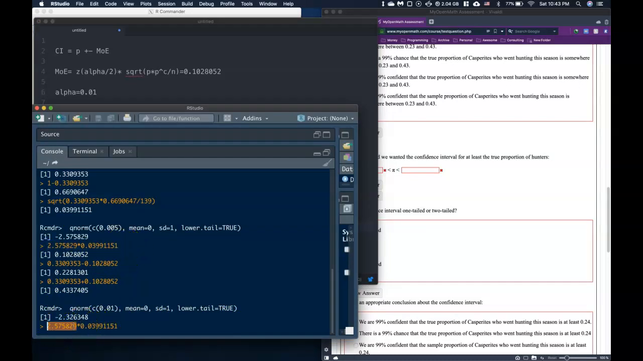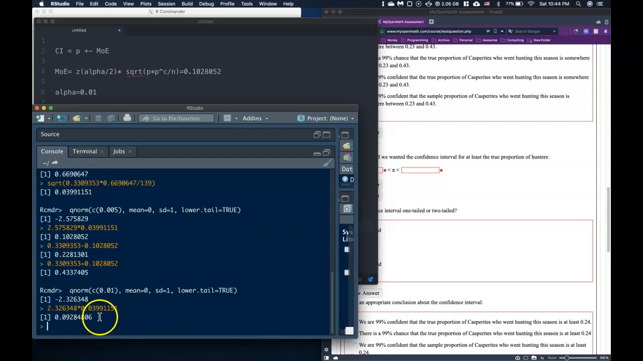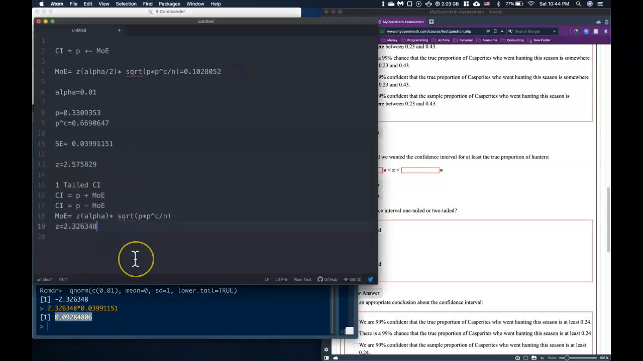So for our margin of error, we're going to take our new z-score and multiply it by our standard error that we calculated, which is right here. And if we hit enter, we get this guy as our new margin of error. So this is our new margin of error.